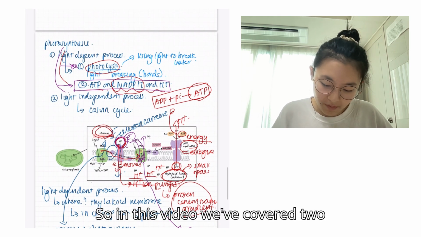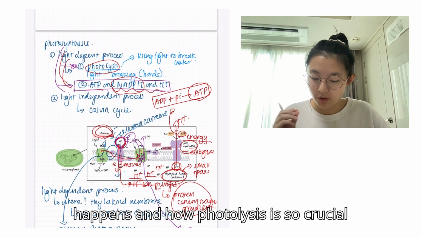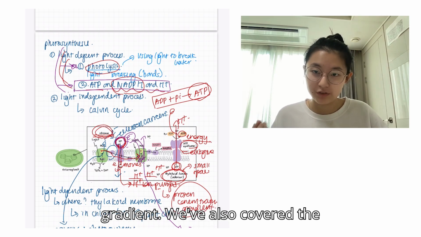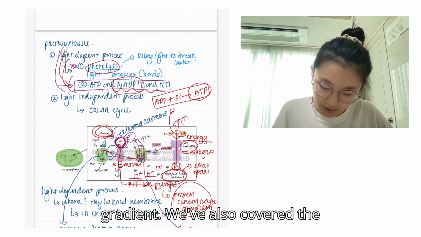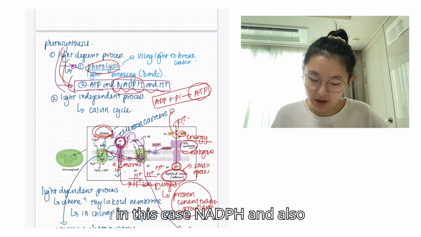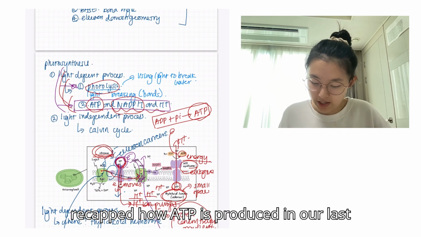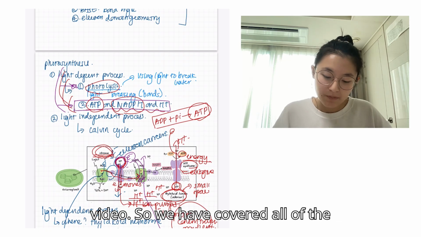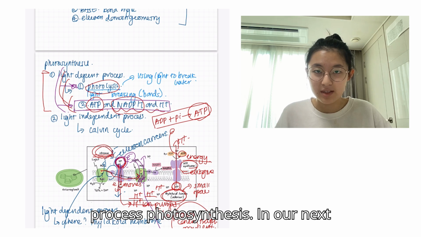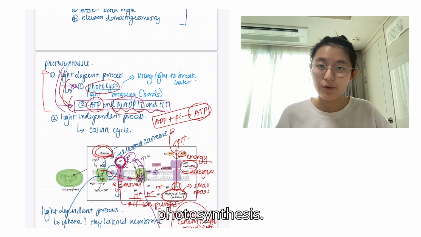So in this video, we've covered two things. We've covered how photolysis happens and how crucial it is in supplying the hydrogen ions that will establish the hydrogen concentration gradient. We've also covered the production of reduced hydrogen carriers, in this case NADPH and also H+. And we've also recapped how ATP is produced in our last video. So we have covered all of the stages that occur in the light-dependent process of photosynthesis. In our next video, we'll be looking at what happens in the light-independent process of photosynthesis.